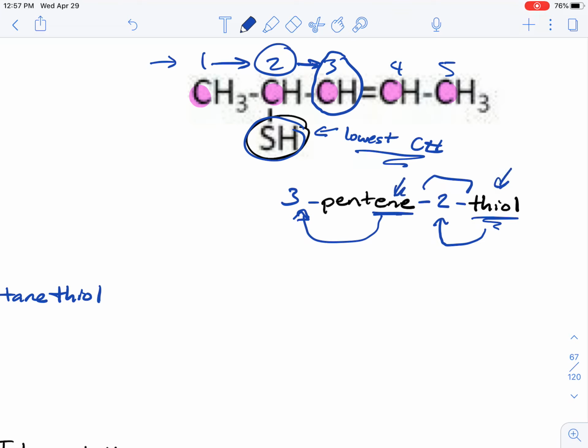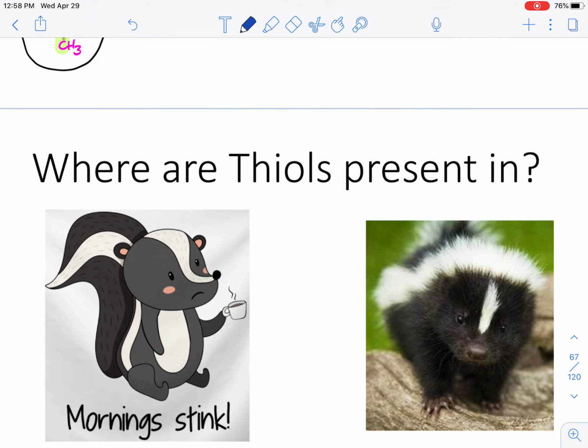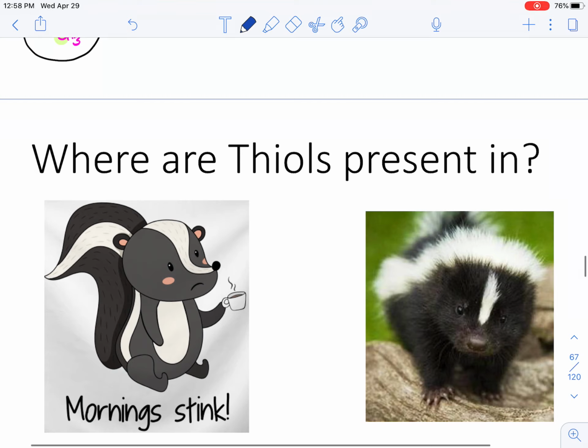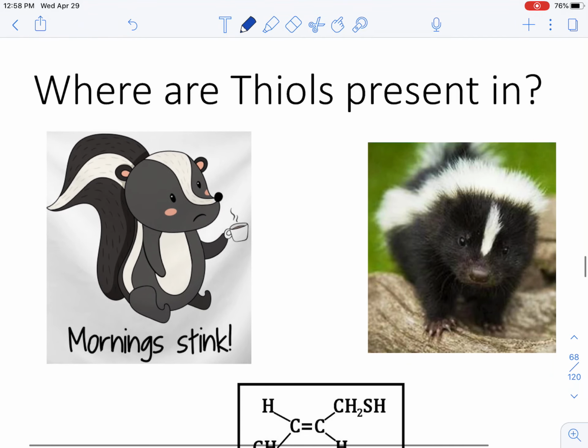All right, so now that we've discussed these physical properties for thiols and the nomenclature for thiols, let's go ahead and discuss where these thiols are present. As you might have guessed, here there are 2 images of a skunk. The substance that the skunk spews out contains a mixture of thiols, these organic compounds that contain a sulfhydryl group.